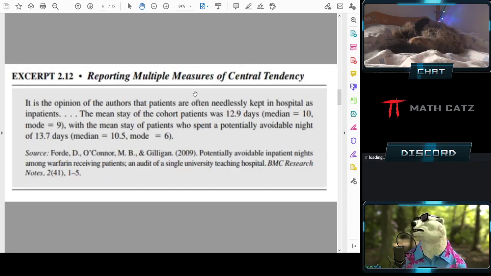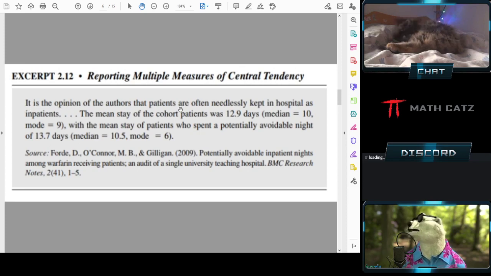Reporting multiple measures can happen. It's always a space issue, right? You want to be as concise, but yet convey all the relevant information. So it's a tricky balancing act.